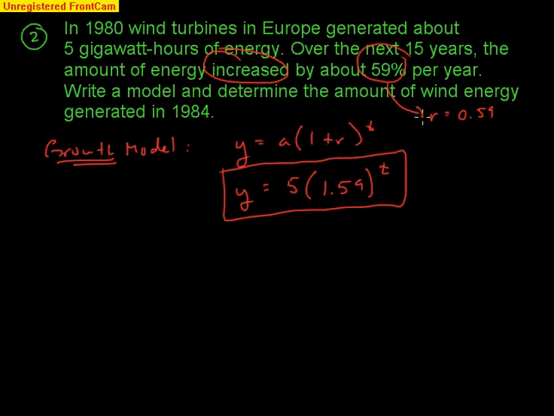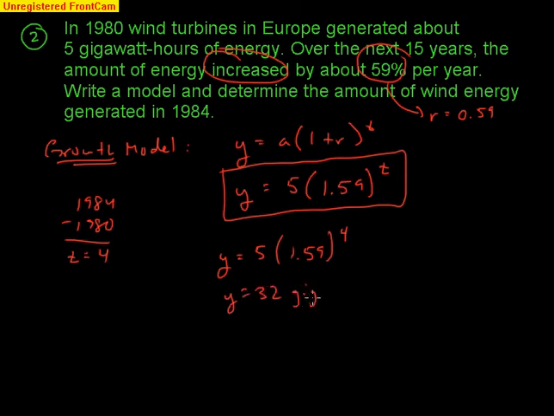So now they want the amount of energy produced in 1984. Well, if you go 1984 minus 1980 when it was started from, you get 4. And there's your t value. y equals 5(1.59) raised to the 4th power. And the calculator does it all for you. 1.59 raised to the 4th, times 5. I'm going to say 32. About 32 is the answer. And that's 32 gigawatt hours.